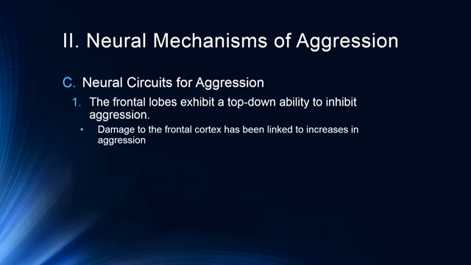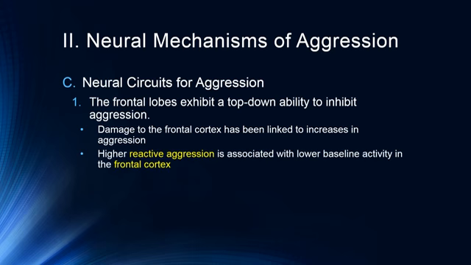We know that damage to the frontal cortex has been linked to increases in aggression. So people who have frontal lobe damage, oftentimes traumatic brain injury, often show increases in aggression. Certainly the classic case of Phineas Gage, who had severe damage to the frontal cortex, was associated with an increase in aggression. We see higher reactive aggression being associated with lower baseline activity in the frontal cortex. So individuals who have a lower baseline activity in fMRI scans of their frontal cortex show much higher reactive aggression.